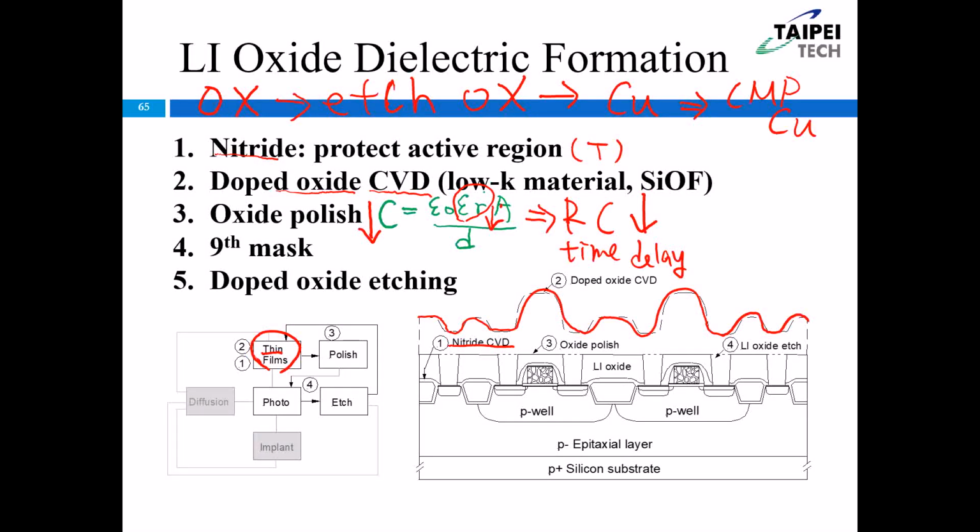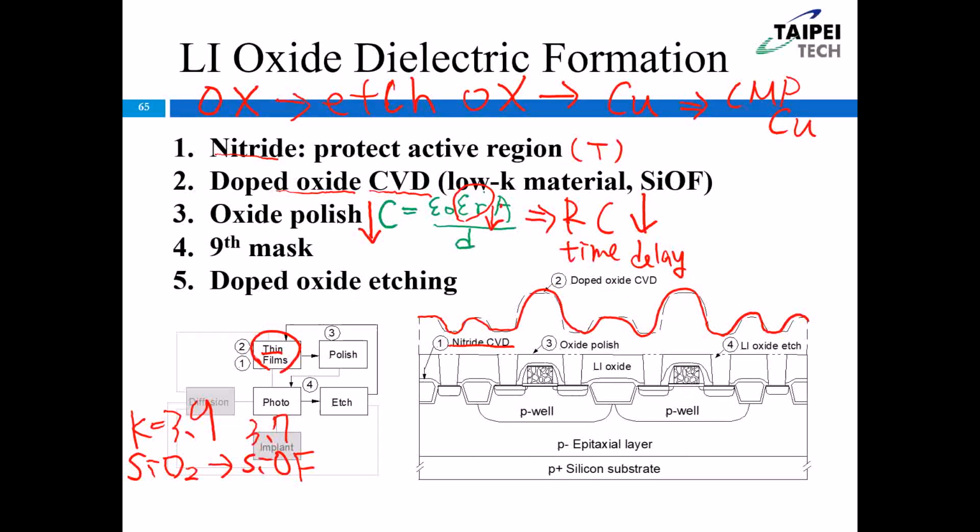Now for the lower K material, many years ago, originally we used SiO2. SiO2 is a very common material we use. However, the dielectric constant for SiO2 is 3.9. And then the textbook shows we use the fluorine doped SiO2, where K is around 3.7, okay?